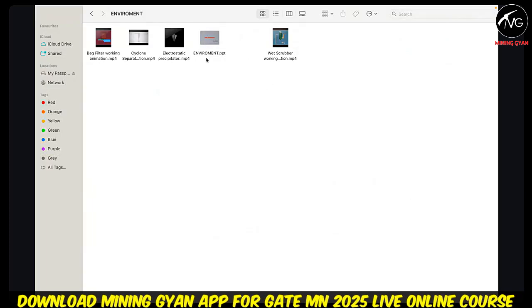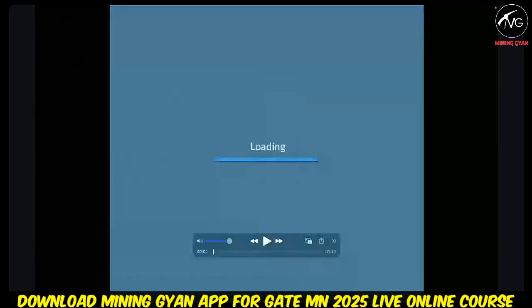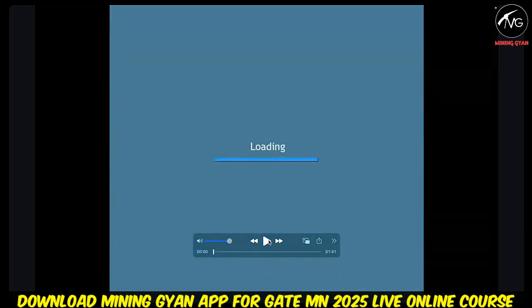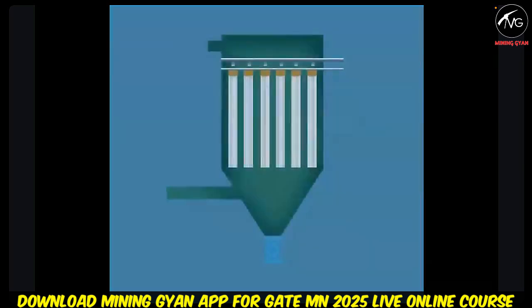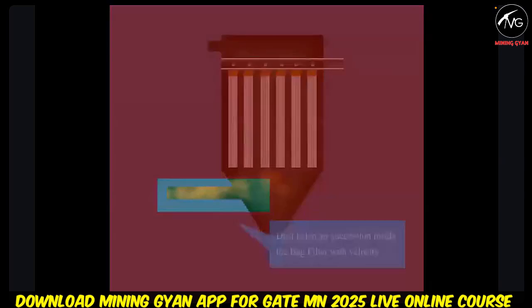But for numerical solving we just need basic information, like what the formula is and what the name is. So the bag filter, I am showing you so you can understand the method with its name. This is the animation of the bag filter.